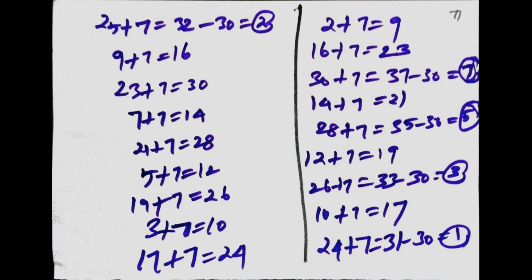9 plus 7 is 16, 16 plus 7 is 23, 23 plus 7 is 30, 30 plus 7 is 37, 37 minus 30 is equal to 7. 7 plus 7 is equal to 14, 14 plus 7 is equal to 21, 21 plus 7 is equal to 28, 28 plus 7 is 35, minus 30 is 5. 5 plus 7 is 12, 12 plus 7 is 19, 19 plus 7 is 26, 26 plus 7 is 33, 33 minus 30 is equal to 3. 3 plus 7 is equal to 10, 10 plus 7 is equal to 17.